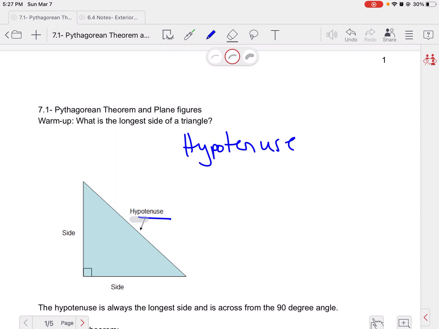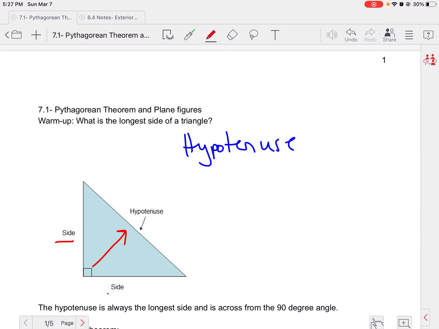So when we're looking at a triangle that has a 90-degree angle, so a right triangle, the side across from the 90-degree angle will always be the hypotenuse. It will always be the longest side no matter what else is going on, okay? The side across from 90 will always be the longest side.